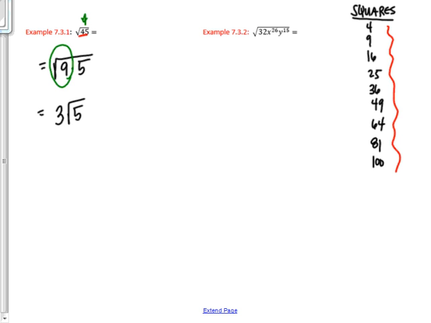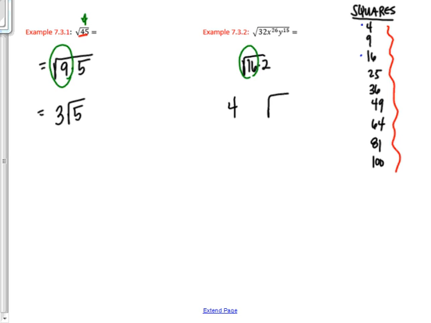Now, number 2 is a little bit different because it's got x's and y's on there, but it's not any harder. So let's do 32. We'll make it blank. Be careful with 32. 4 goes into 32, 4 times 8, but it's not the biggest. The biggest one that goes into 32 is 16. So we're going to rewrite it as 16 times 2, and then the square root of 16 comes out as a 4.